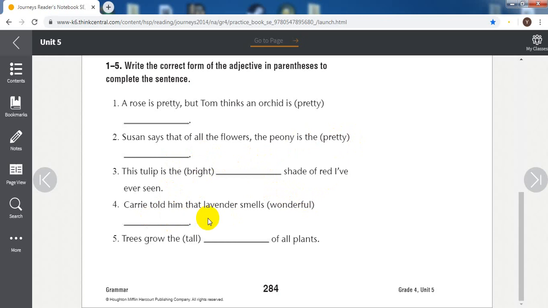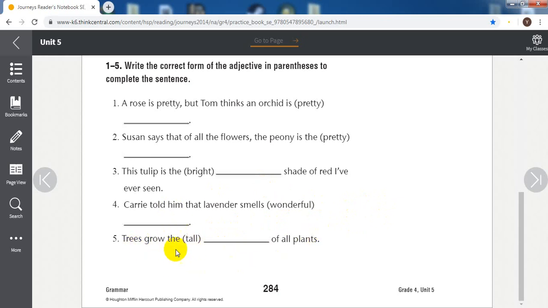Carrie told him that lavender smells more wonderful, right? Yes, lavender smells what? More wonderful or most wonderful, or just wonderful maybe. Yeah, just wonderful. But it's going to stay the same. Why? Because we have no the over here and no than over here, okay? We're not comparing it to anything else. We're saying that lavender smells what? Wonderful.